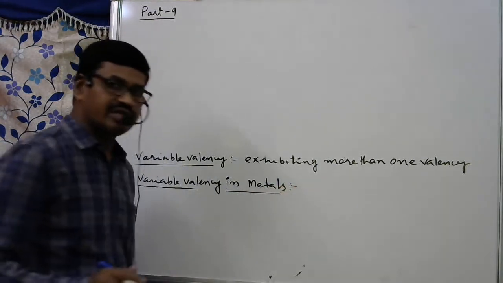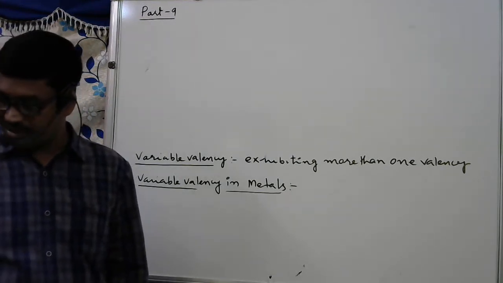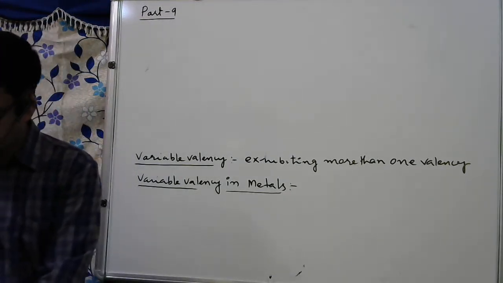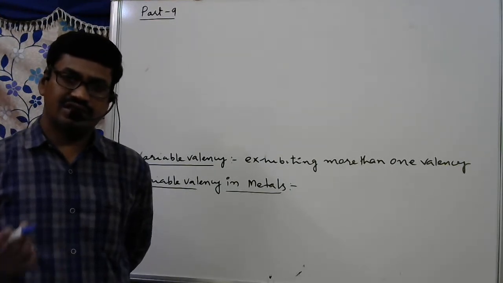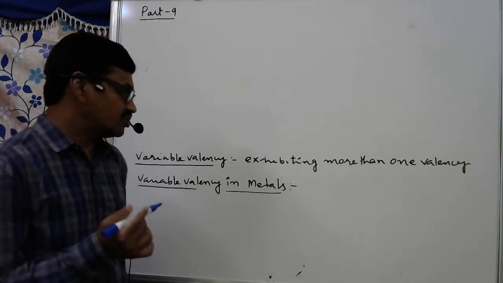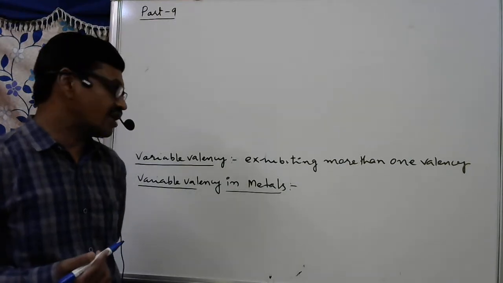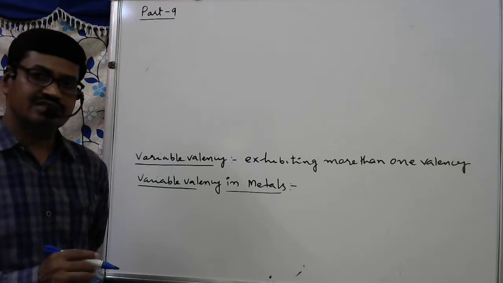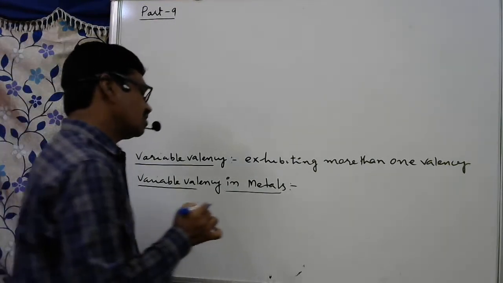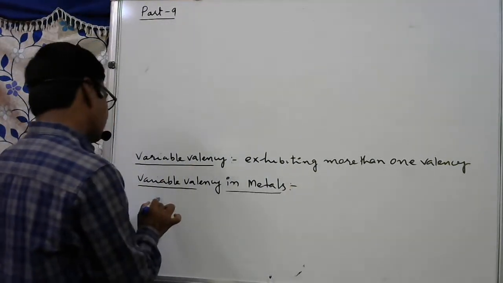Any metal you can take. If it exhibits more than one valency, it is said to have variable valency, or it is said to be showing variable valency. Here same thing, exhibiting more than one valency. Here the important thing is examples.